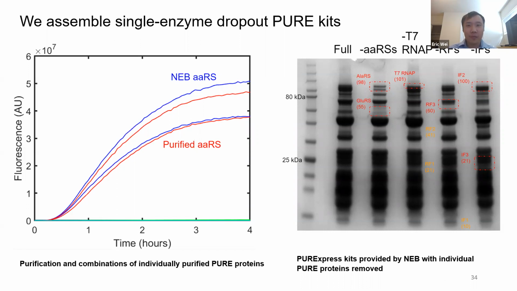But then, to expedite the process, there are also some proteins that are particularly hard to purify, at least in my hands. We were able to get dropout PURE kits of individual proteins specific from PURE. So basically, for all the synthetases we were able to make dropouts, and for all of the non-synthetases we were able to get a NEB-provided PURE kit without that individual protein.